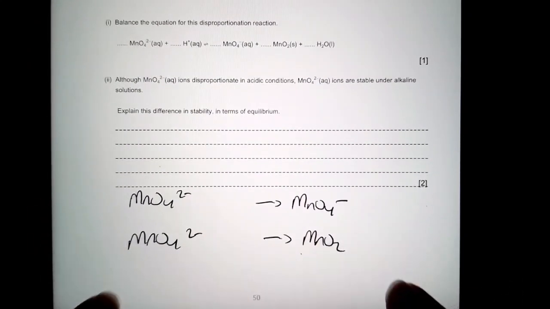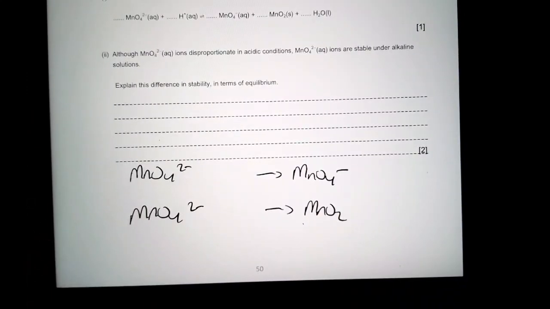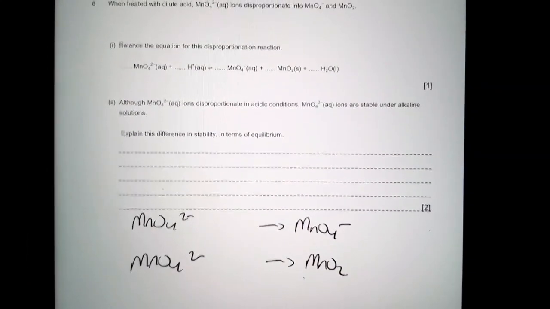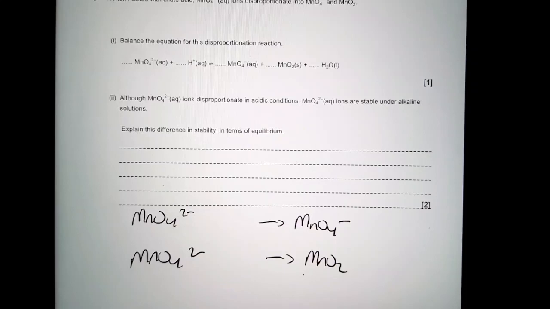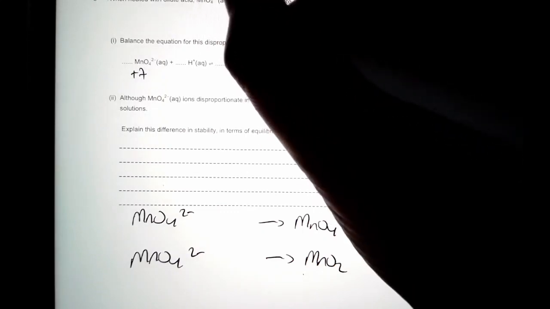If you write them both as half equations under acidic conditions, because it says it's an acid, put them together, you're going to get this, and it's going to be balanced already. And then you'll know the electrons are balanced. Your other option is to use oxidation numbers. This is +7. This is 4 times -8. That's -8, so this needs to be +7.